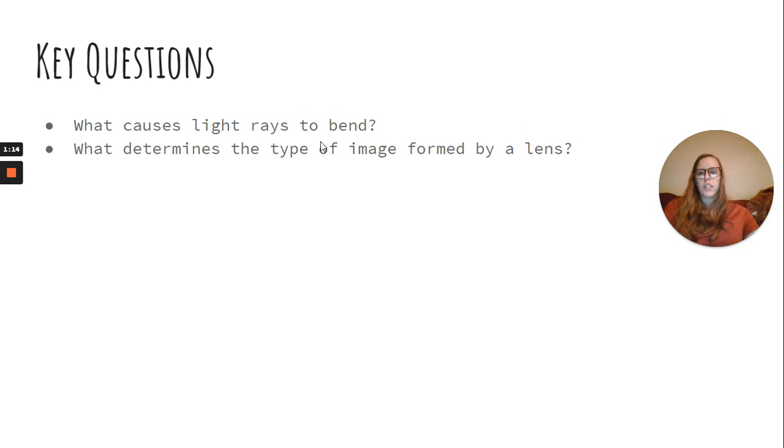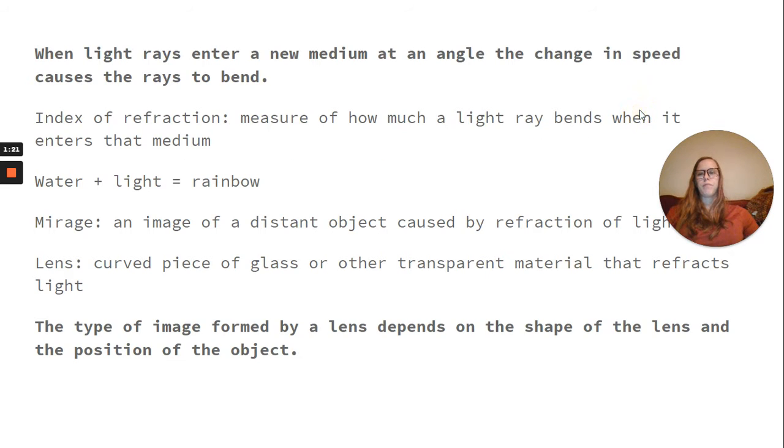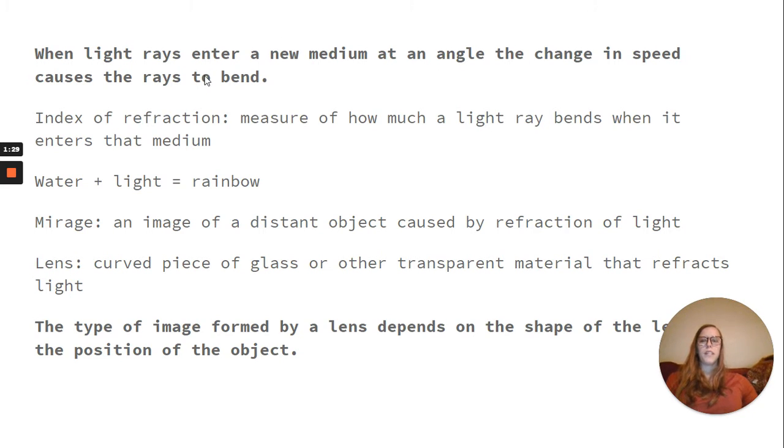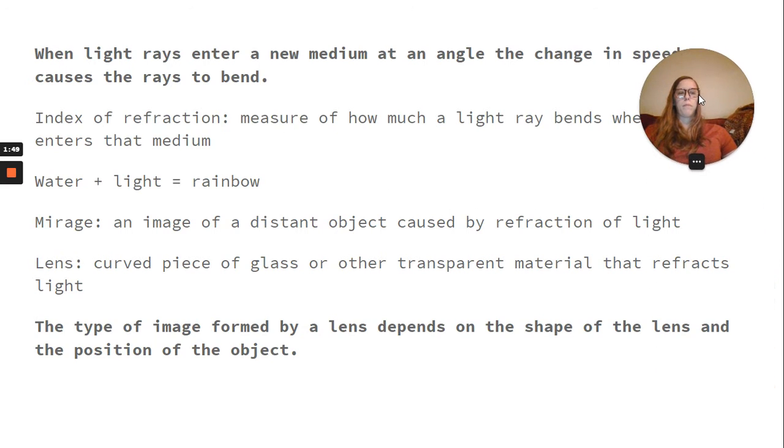So let's look at our key questions, 2 of them today. What causes light rays to bend? And what determines the type of image formed by a lens? When light rays enter a new medium at an angle, the change in speed causes the rays to bend. An index of refraction is the measure of how much a light ray bends when it enters that medium. And maybe you're thinking about a rainbow right now: water plus light equals a rainbow. So when it rains and then the sun shines, that usually means there's a rainbow.